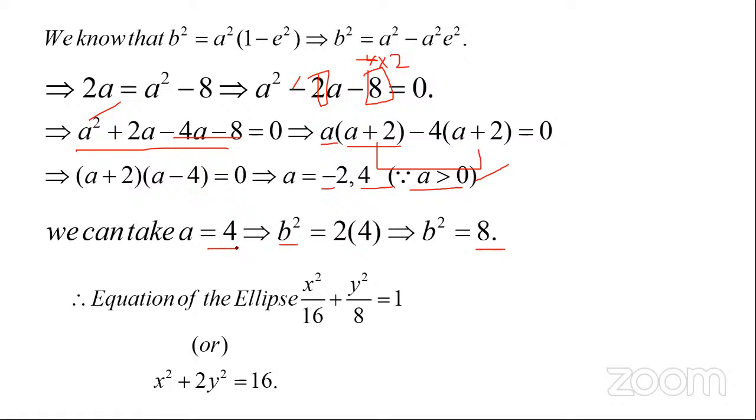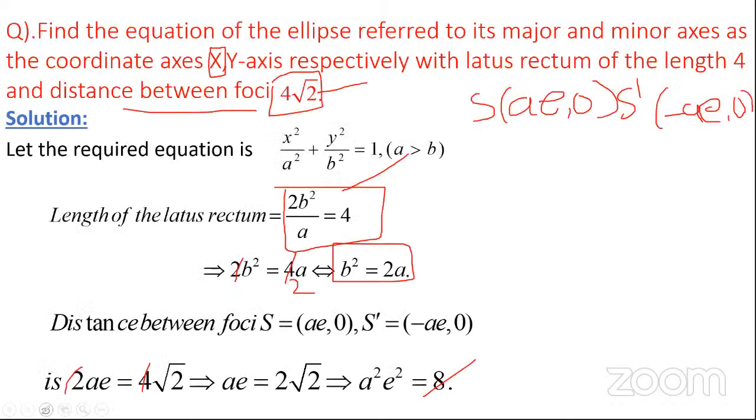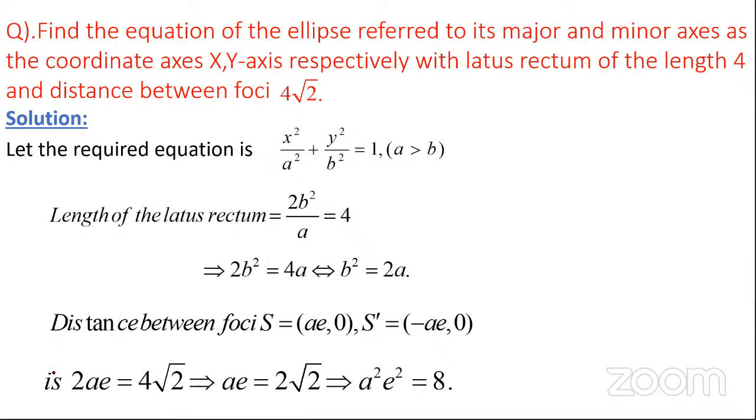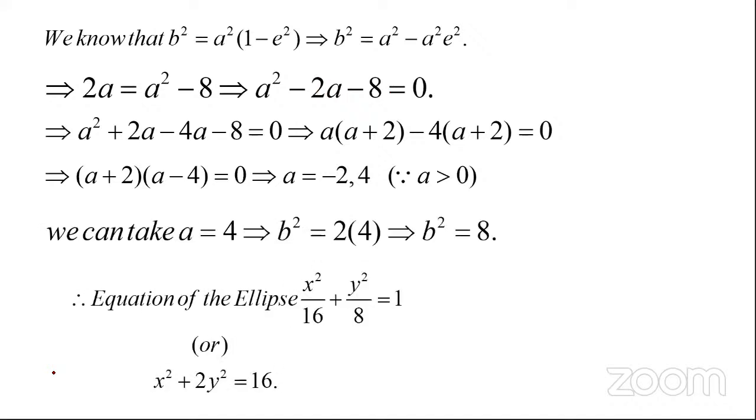Or this x square plus 2y square equal to 16. This is the solution of the given equation. So you just have to know what formulas are included in the question. Just read the question once and you will understand easily. Okay, now we are going to the next one.